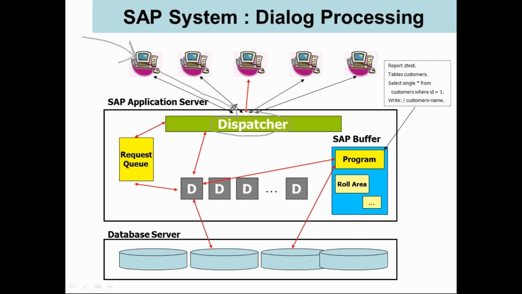The application server has one part called the dispatcher. The dispatcher fetches the overall information from the presentation layer to the application layer. After the dispatcher, the request moves into the queue, which means you again have to give it a priority.